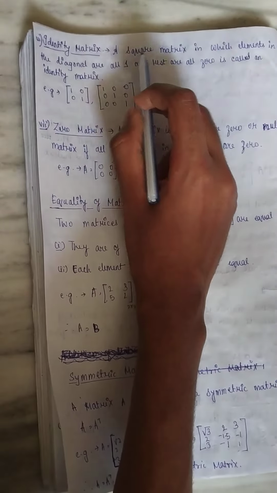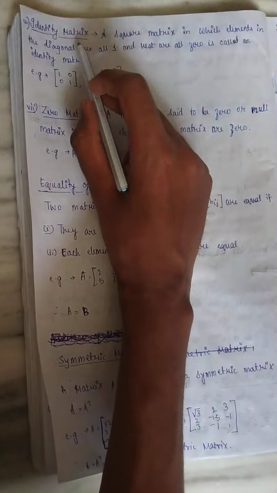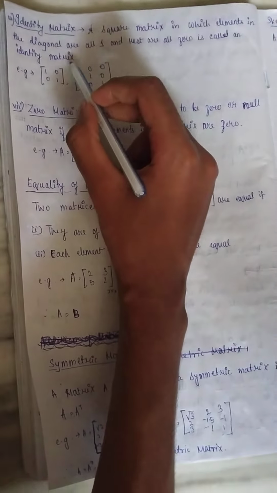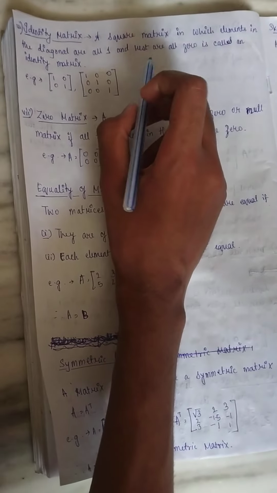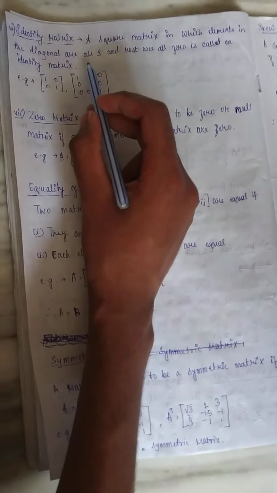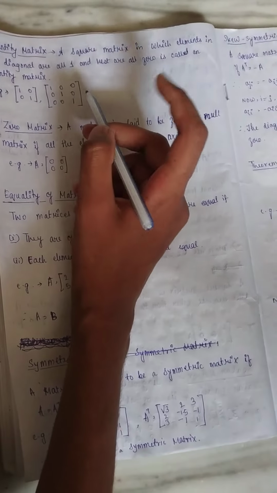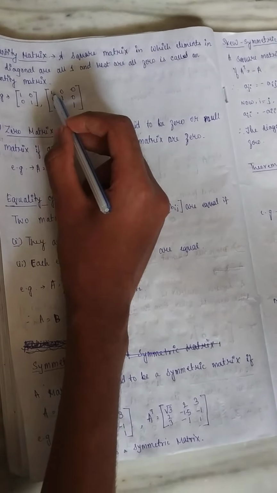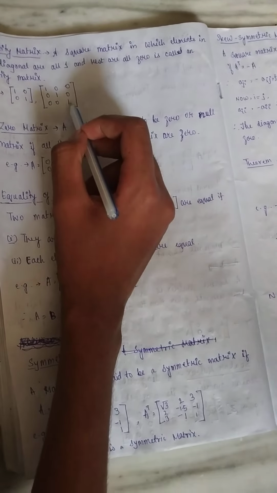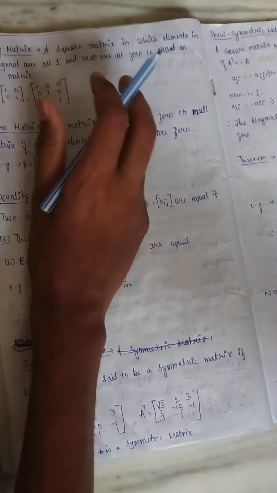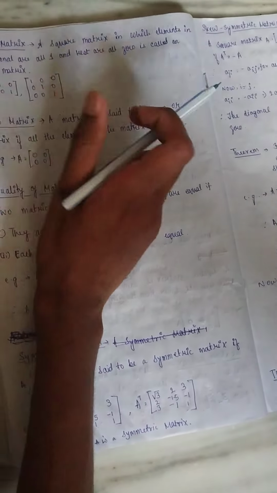A square matrix in which the elements of the diagonal are all 1 and the rest are all 0 is called an identity matrix. It means that if a matrix is a square matrix, meaning the number of rows is equal to the number of columns, and the diagonal elements are all 1, then we can call it an identity matrix.